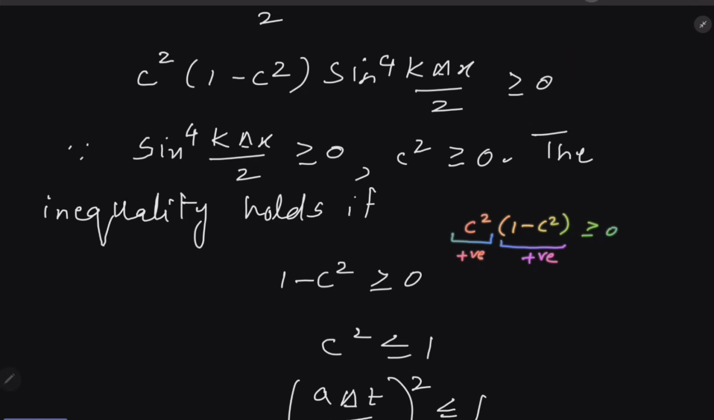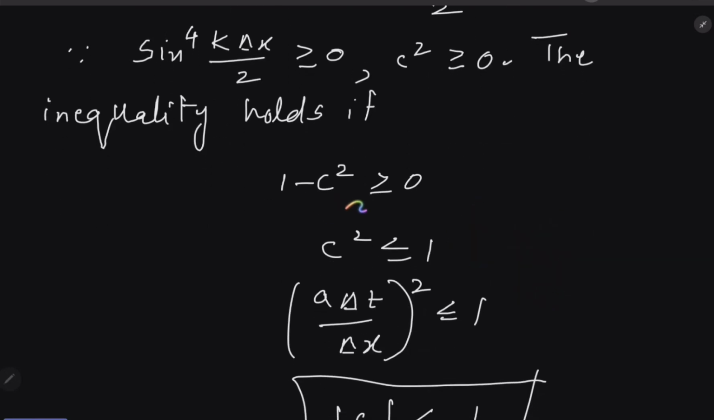There is also a possibility we can have 0 or positive value if we multiply negative with negative, but the problem is c square can never be negative, so this possibility does not exist. So the only thing we need is 1 minus c square should be greater than 0 so that it is positive, or 0.